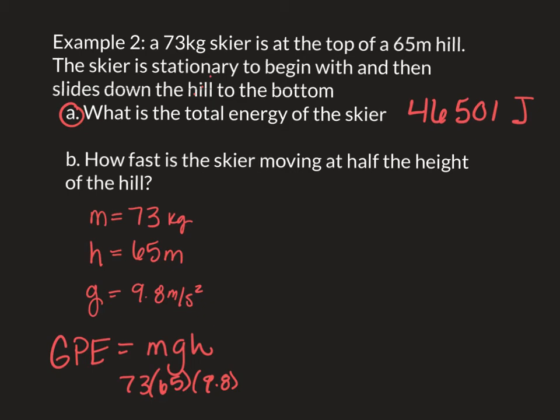All right, so then for part B, we need to find how fast he's moving at half the height of the hill. Half of our height would be what? 32.5. So that means the total energy is going to be equal to the gravitational potential at that half height plus the kinetic there.